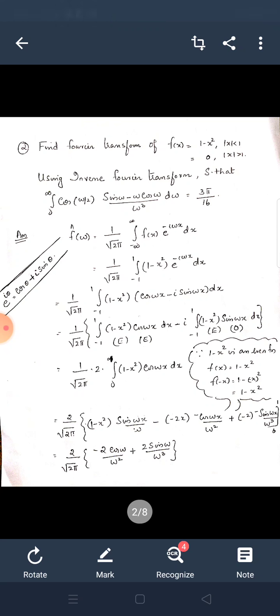So the only part left is 1 by root of 2 pi integral from minus 1 to 1. The integrand is an even function, so we can write it as 2 times the integral from 0 to 1 of (1 minus x square) cos omega x dx. That is equal to 2 by root of 2 pi. Now this is integration by parts.